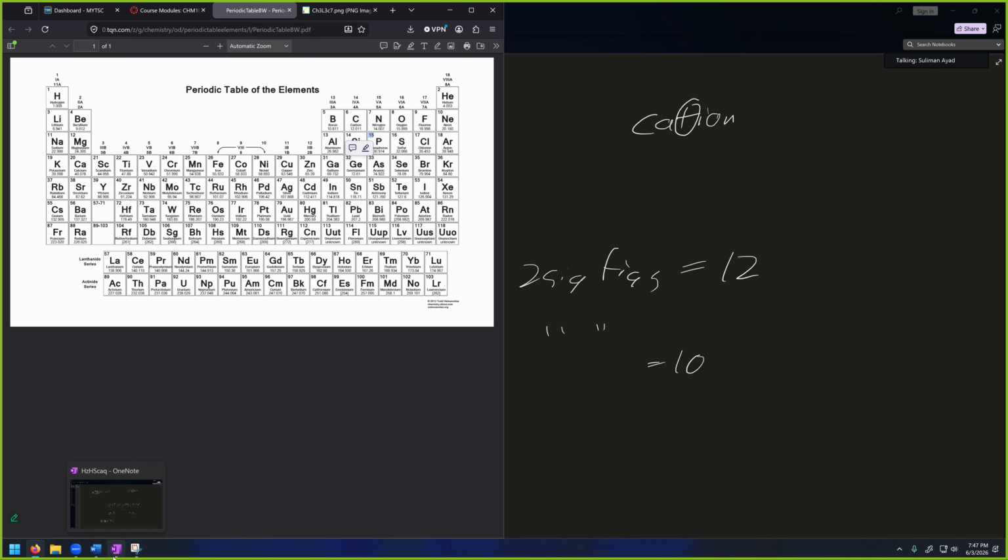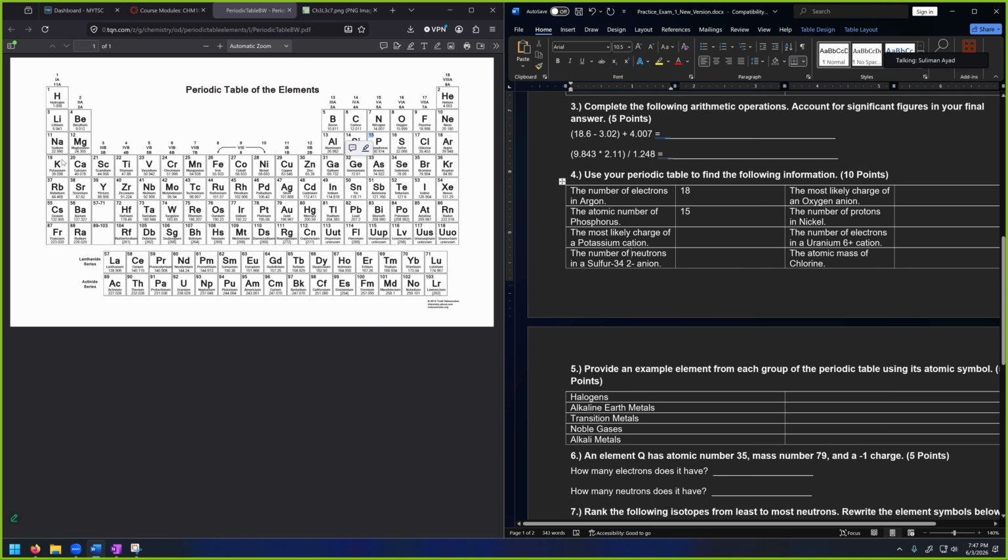We're making a positive charge here, and we're looking for potassium. Potassium's a group 1 element. Group 1 elements make a +1 charge, or I should say 1 plus.